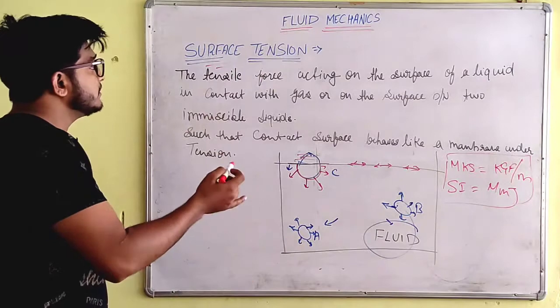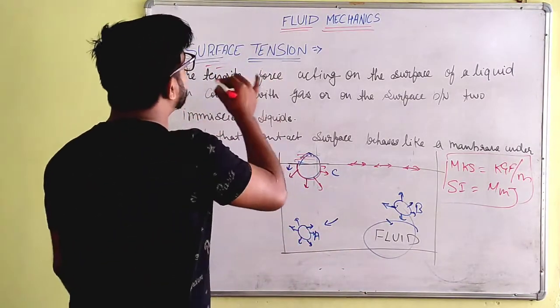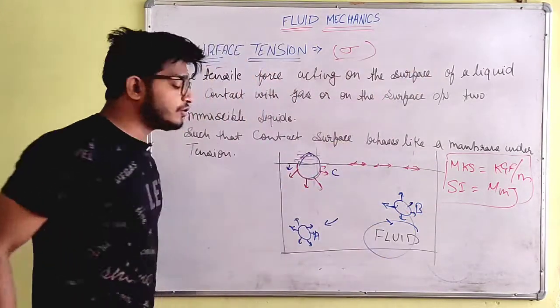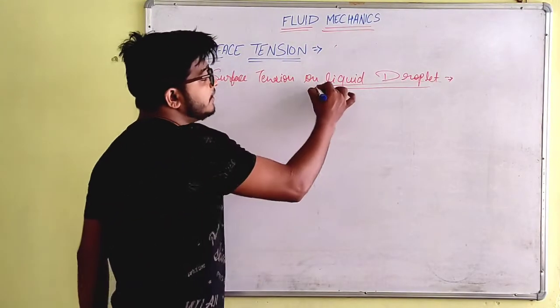So let's get to the points, the cases we have here for surface tension. And one more thing, surface tension is represented by sigma. Okay guys, so let's get started. Case one is the surface tension on a liquid droplet.